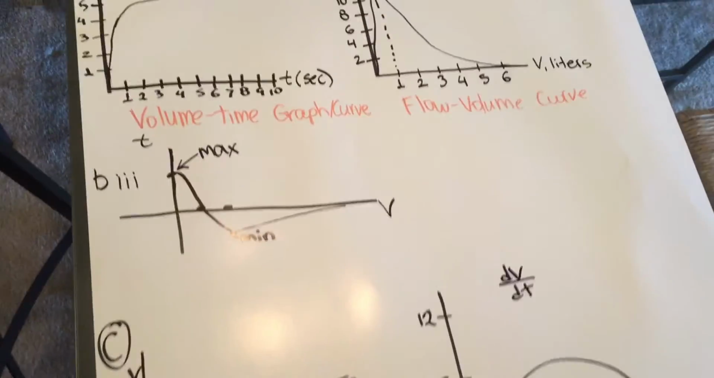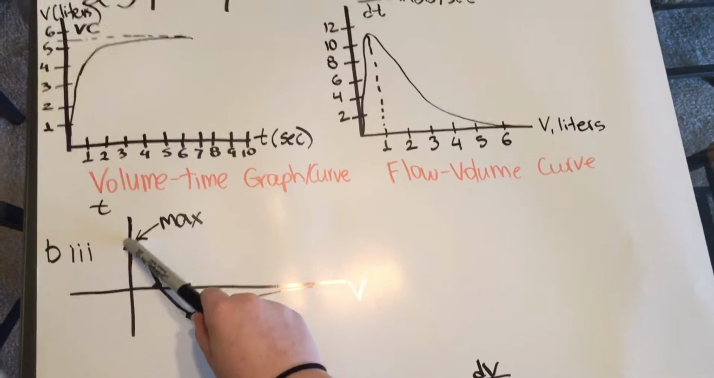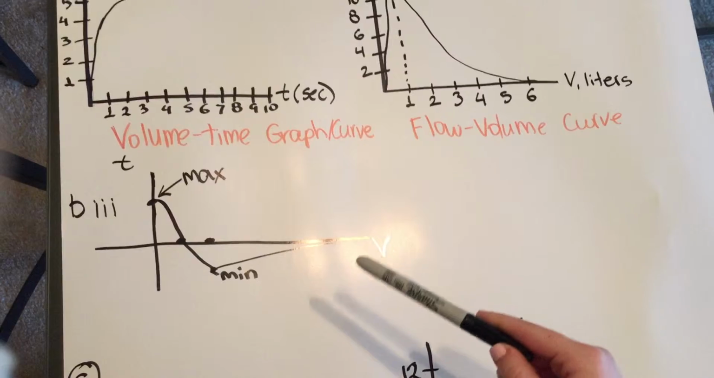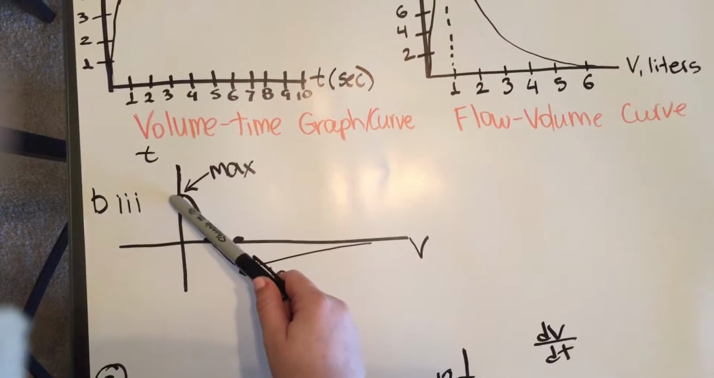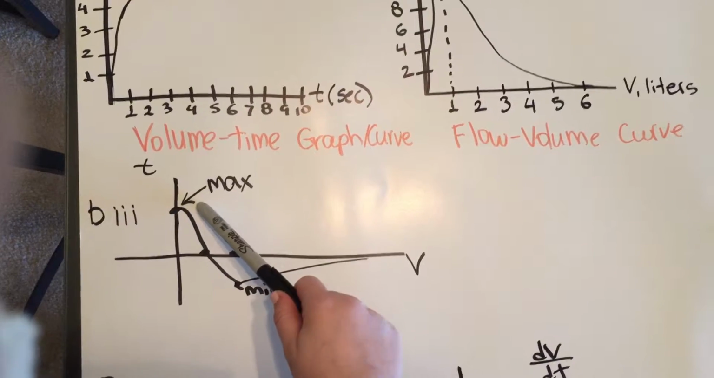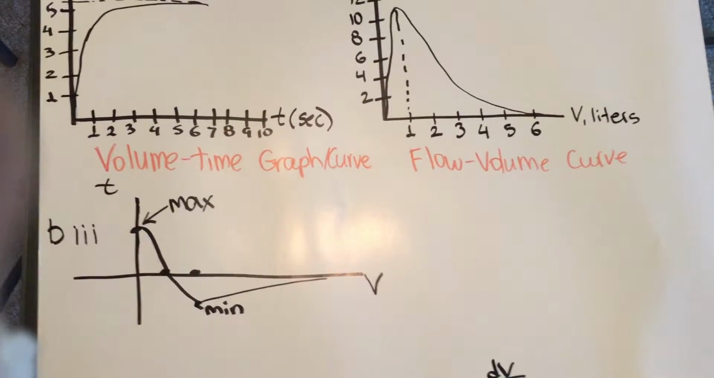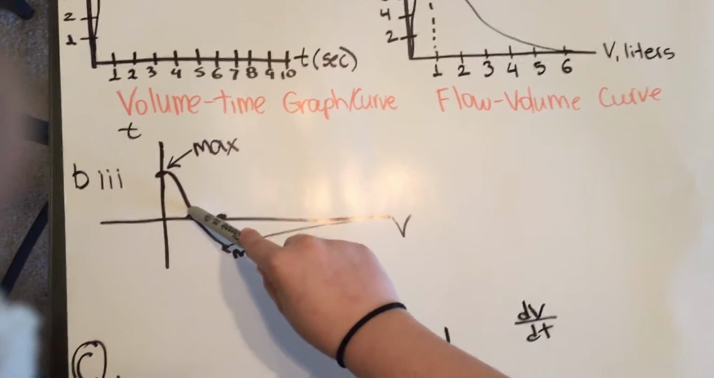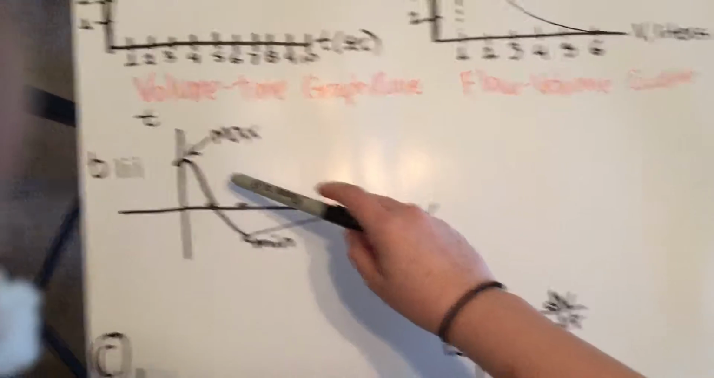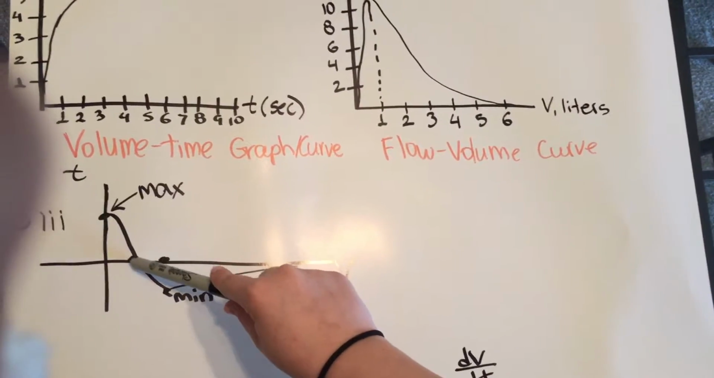For B part 2, the slope is very positive for the first half of the liter or so, like right here. And then the slope rapidly levels out over 1 liter of exhalation. So right here it just goes level. As the liters exhaled go from 1 to 2, the slope of the curve becomes more negative. So it's going down here. Then as V goes from 2 to 2.5, the slope starts to become less negative. So from right here.